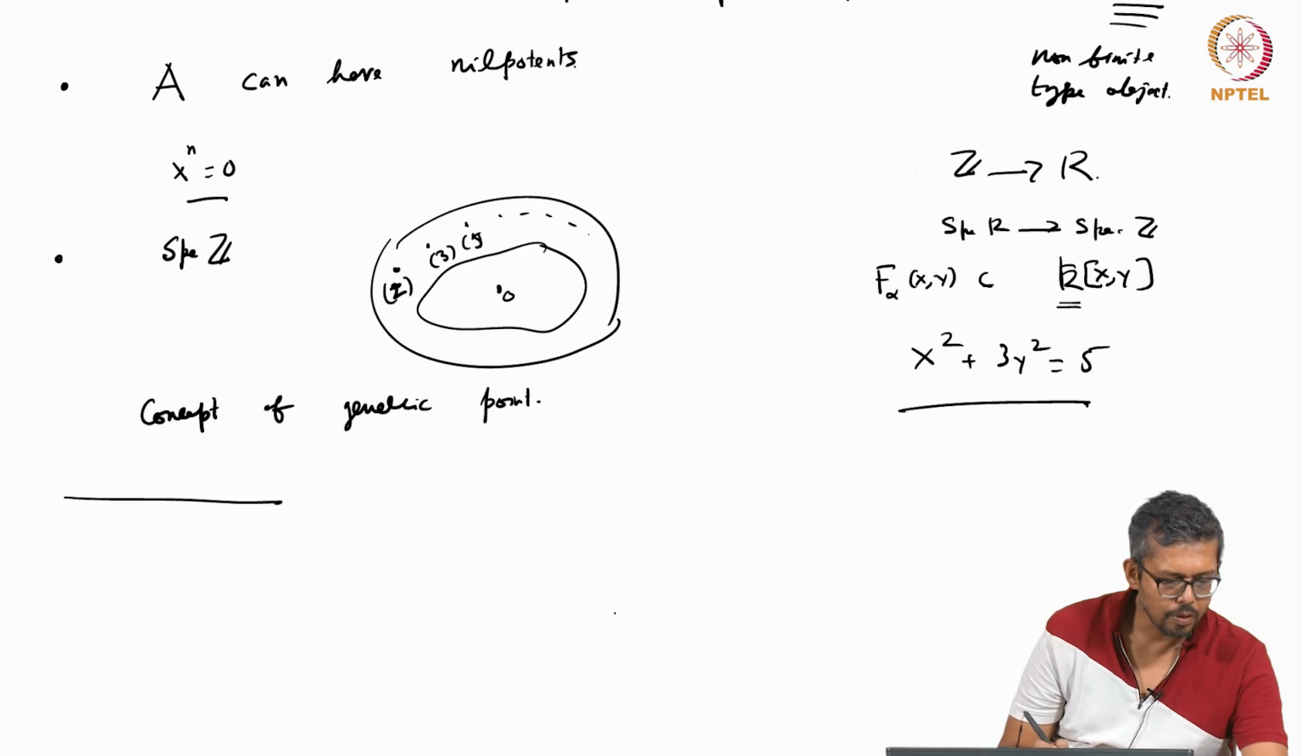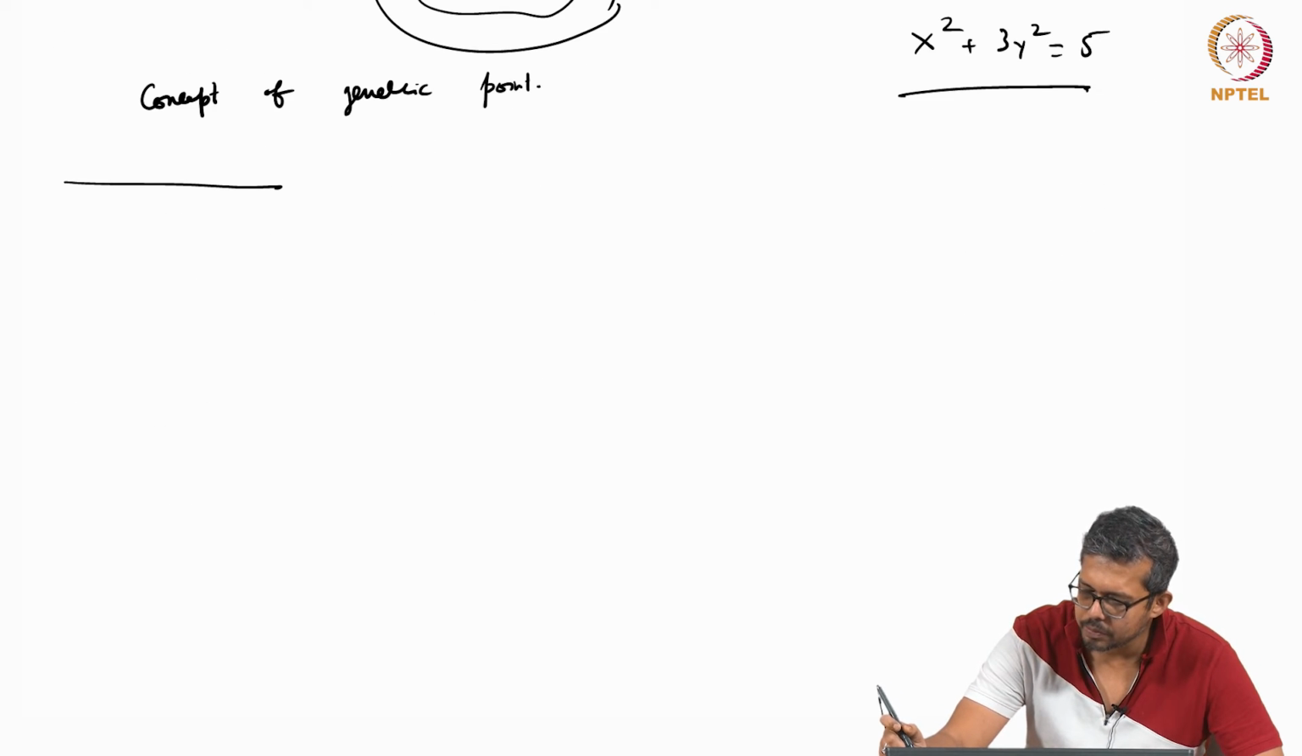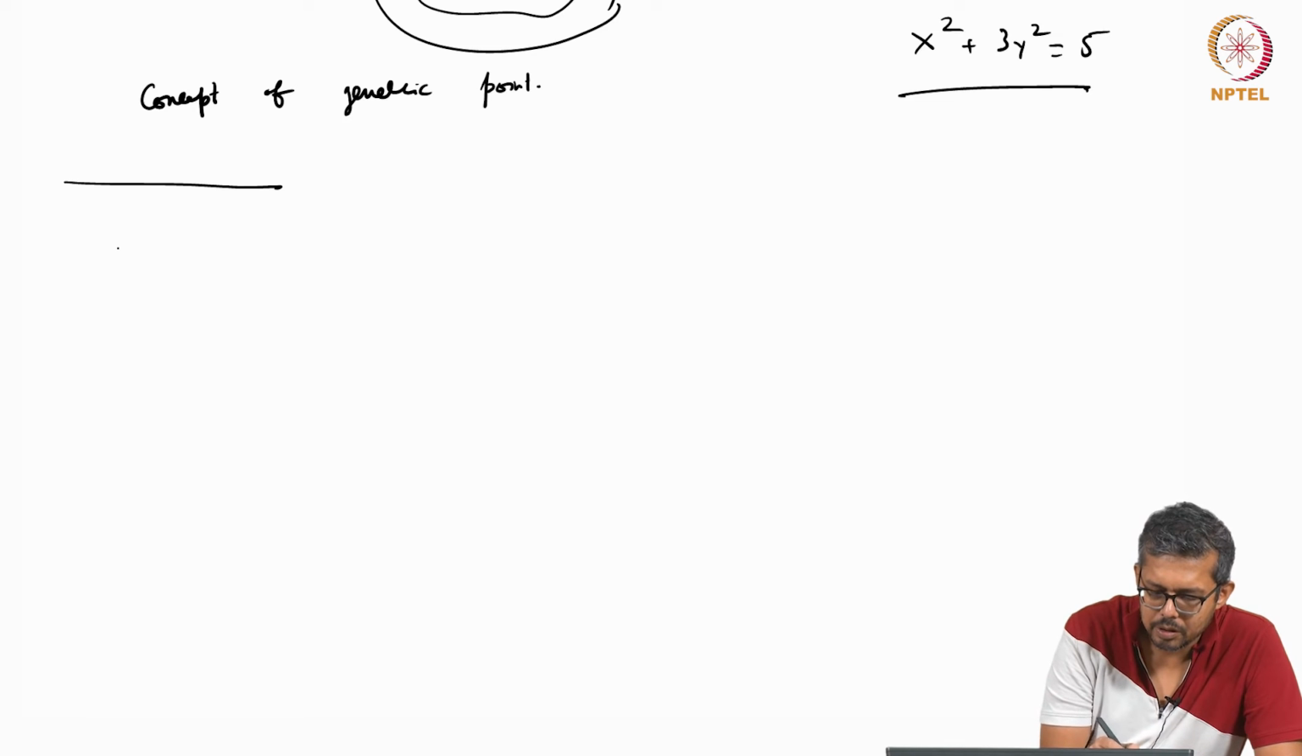Okay. So now let's start with this. So Spec A. Let's define that: the spectrum of a ring.